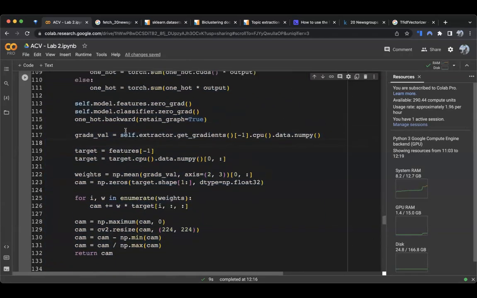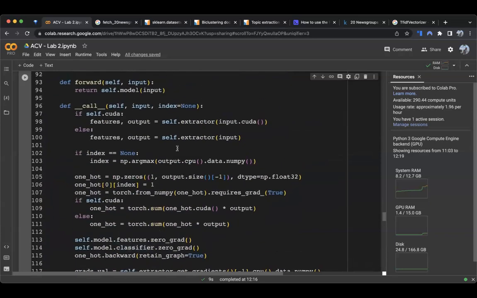This is the GradCam being implemented here. So what you will do if you are in CUDA, you will send the input through CUDA, and then you call the extractor, and it gives you the features and the output. Here, this one tells you if you are working for a specific class. So you're trying to interpret, for example, class dog or class cat. If you're not interested in a specific class, then it will take the maximum class.